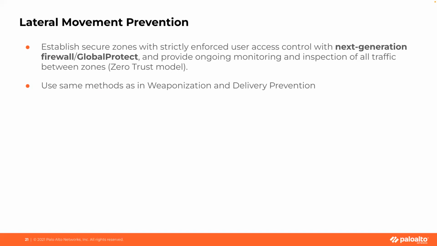Once you have the firewalls and the zones in place, or GlobalProtect, and the traffic between these zones is being inspected, then we can use the same methods that we've discussed so far in weaponization, delivery, and prevention. So we can use the same methods to detect attackers spreading malware laterally, trying to exploit, or scan the internal network, etc.